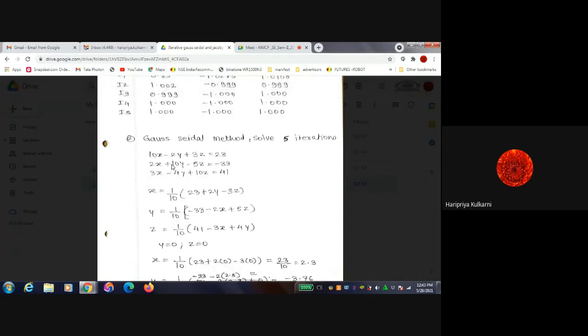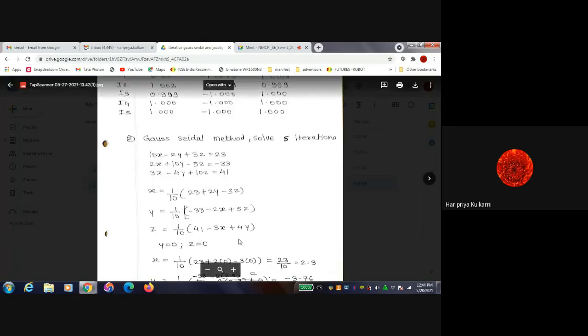Second equation, we have to equate as y equal to. So it will be 1 upon 10 in bracket minus 33, 2x becomes minus 2x, and minus 5z will become plus 5z. Third equation will equate as z equal to, so it is 1 upon 10, 41 plus 3x will become minus 3x, and minus 4y will become plus 4y.